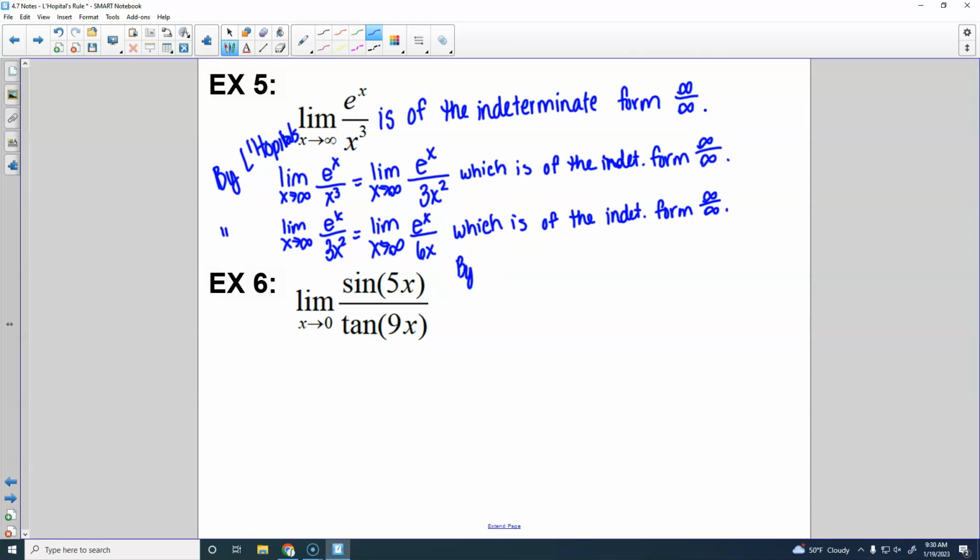So by L'Hopital's, the limit as x approaches infinity of e to the x over 6x is going to equal the limit as x approaches infinity of e to the x over 6. And finally, when you plug in infinity there, you're getting infinity over 6, which we can just say equals infinity. No, I should have written it.